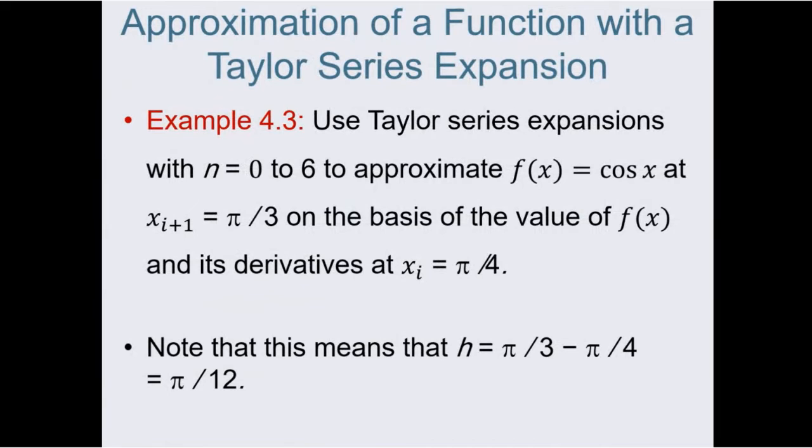Let us look at this example, example 4.3. It says use Taylor series expansion with n equal to 0 to 6. So we are going to take the number of terms from 0 to 6 to approximate f of x equal to cosine x at xi plus 1 equal to pi by 3 on the basis of the value of f(x) and its derivative at pi by 4. Now let's look at this example and try to follow it.